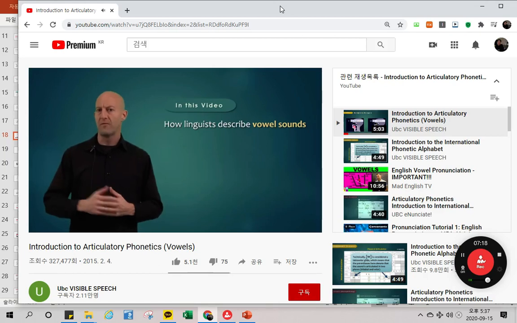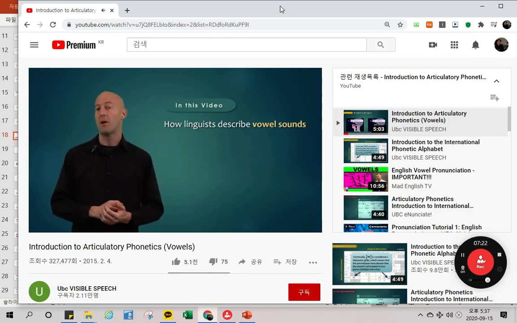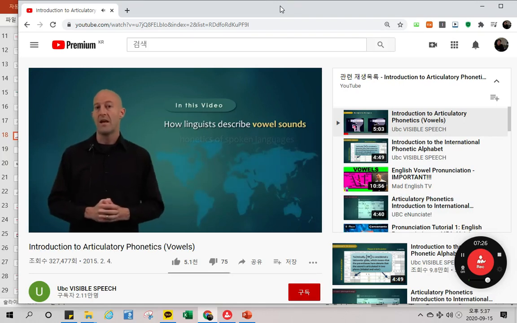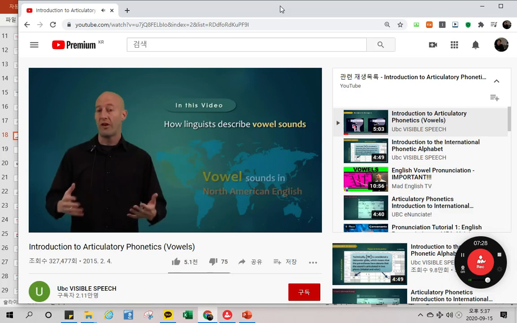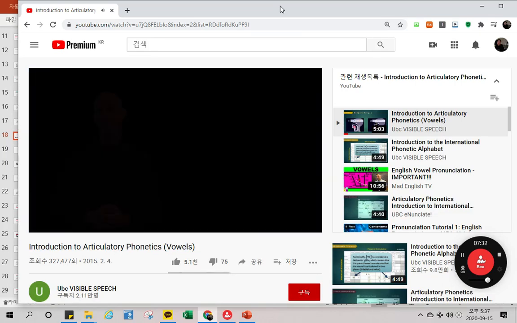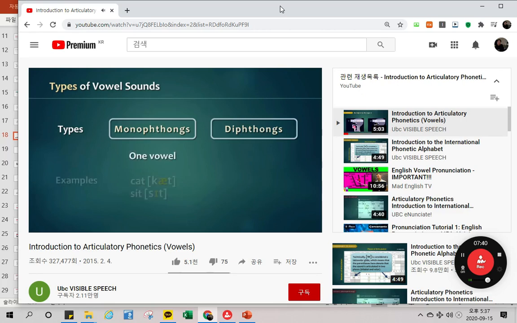So just a couple of notes. First, again, like in the consonant video, we'll only be talking about the phonetics of spoken languages rather than sign languages. And we will be talking about the vowel sounds as they are used in North American English. There are two types of vowel sounds: monophthongs and diphthongs. Monophthongs involve one vowel quality, and diphthongs involve two vowel qualities.